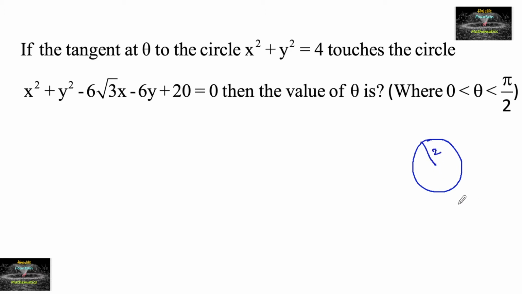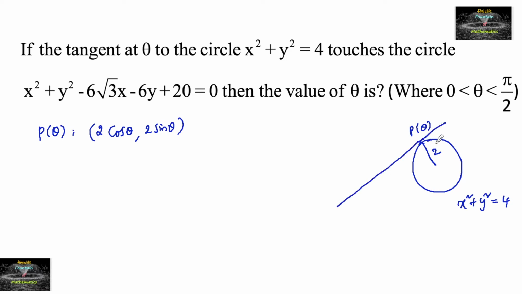whose radius is 2 units. Let us consider the point theta, and let's write the point theta is r cos theta, r sin theta, the parametric form of a circle. So we'll write here 2 cos theta comma 2 sin theta. This is the point on the circle x square plus y square is equal to 4, and there is a tangent at this point which touches another circle.